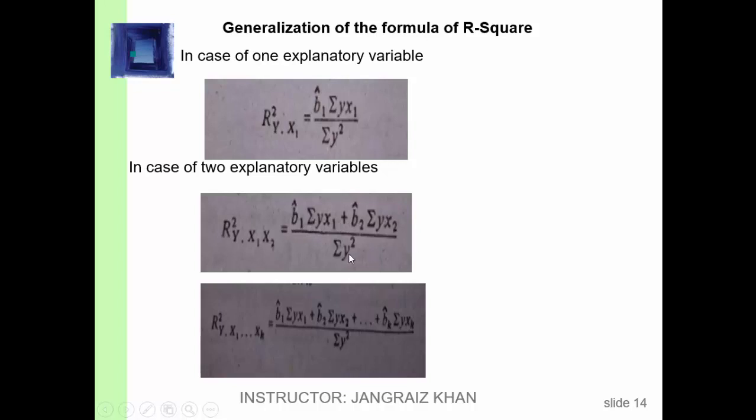If we extend it to k variables, the formula also becomes generalized. Formula number 3 in this slide, which you see, is R square y on x1 x2 up to xk equals b1 hat summation x1y plus b2 hat summation x2y up to bk hat summation xky by summation y square, which is actually the generalized formula.